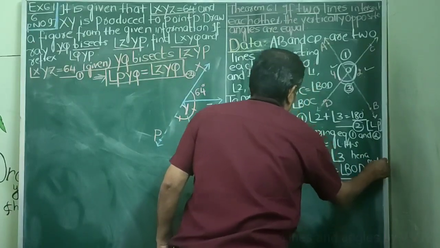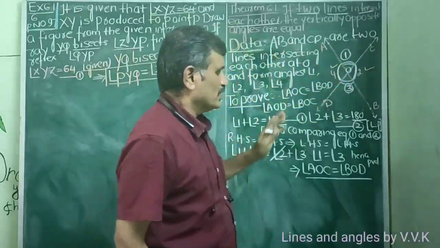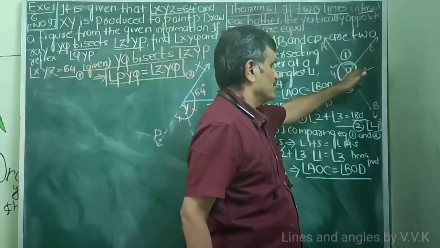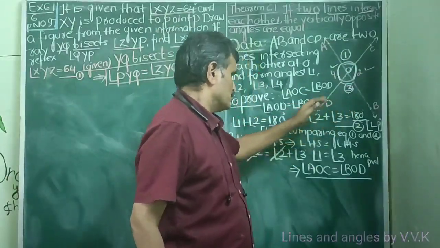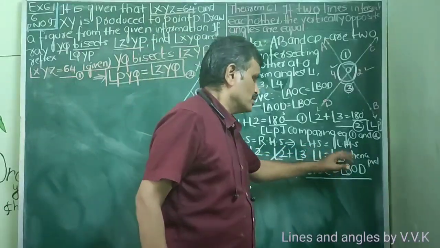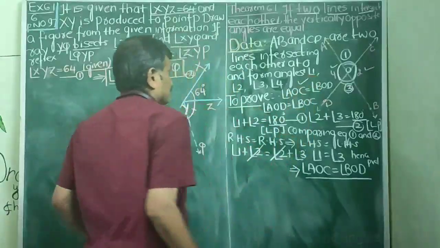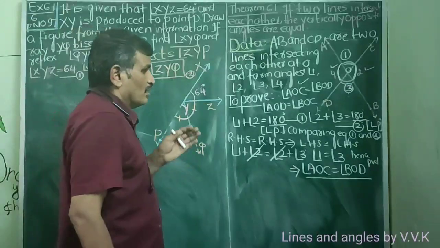Okay, now this angle equal to this angle. So what I have done here, let me repeat the steps. This plus this is 180, this plus this is 180. When the right hand sides are equal, then left hand sides will be equal. So 2 cancels with 2, 1 equal to 3. So I have proved the first part of the theorem. Now I have to prove the second part of the theorem. Same steps are applied again.